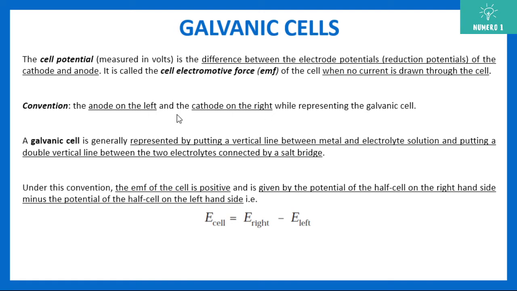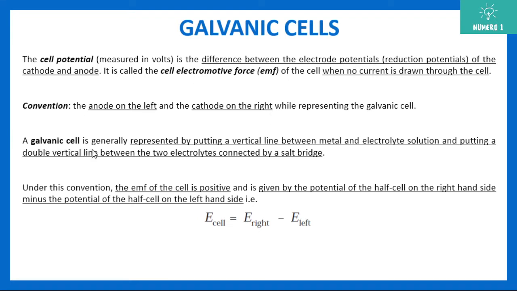This is for drawing and for writing the cell. It is exactly the same. So you can remember A, B, C. Okay, anode, bridge, cathode. Okay, anode, salt bridge, cathode. So anode is on the left and cathode is on the right hand side.